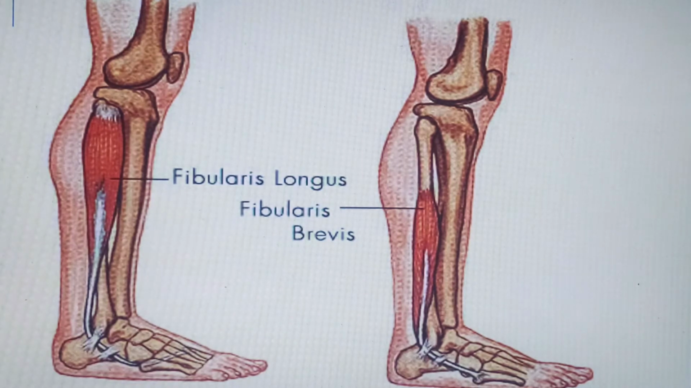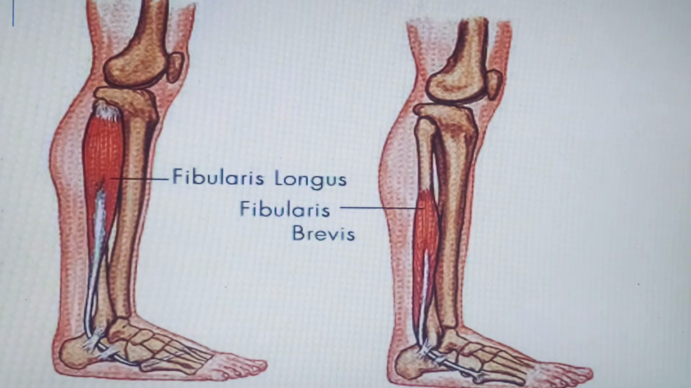Okay, so it will run all the way to insert in that manner, to the base of the fifth metatarsal. All right, so that is what we have for the peroneus brevis muscle.